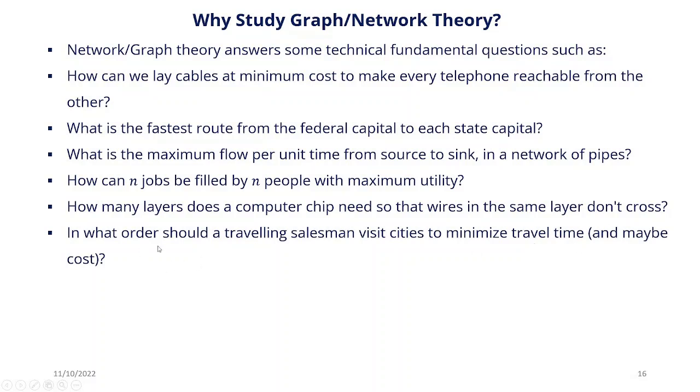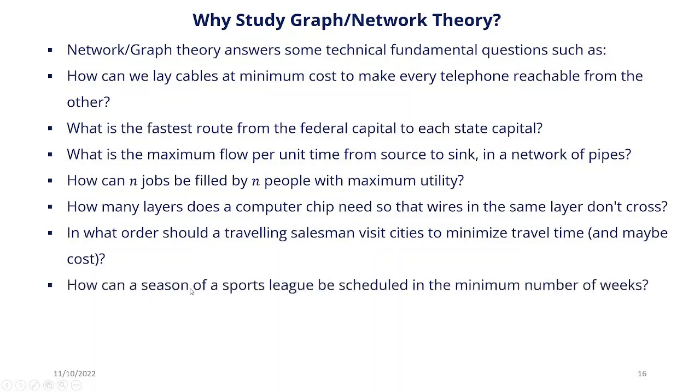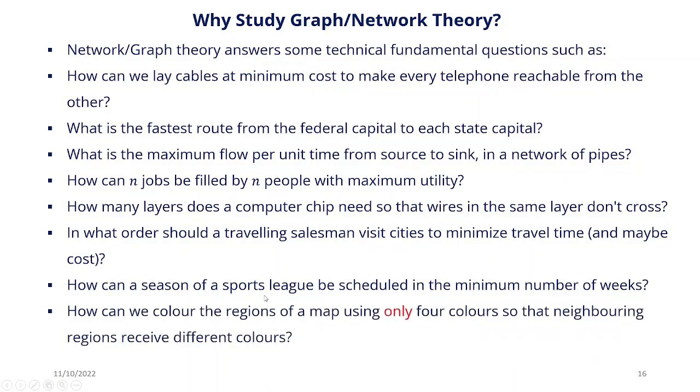Now, this is the application of graph theory to logistics. How can a season of sports league be scheduled in the minimum order of weeks? Of course, you can use concepts of graph theory for scheduling. How can we color the regions of a map using only 4 colors so that neighboring regions receive different colors? This is the area of graph coloring.